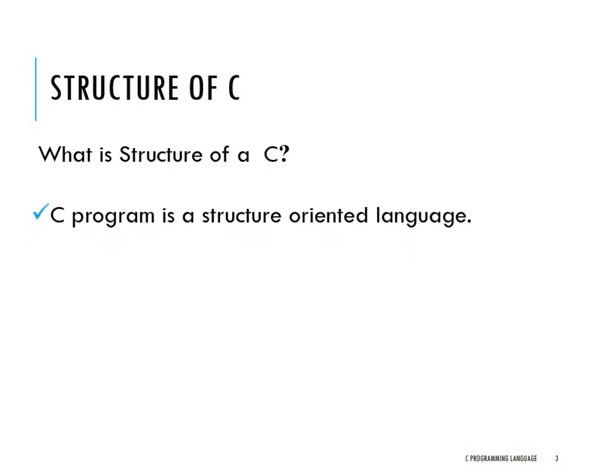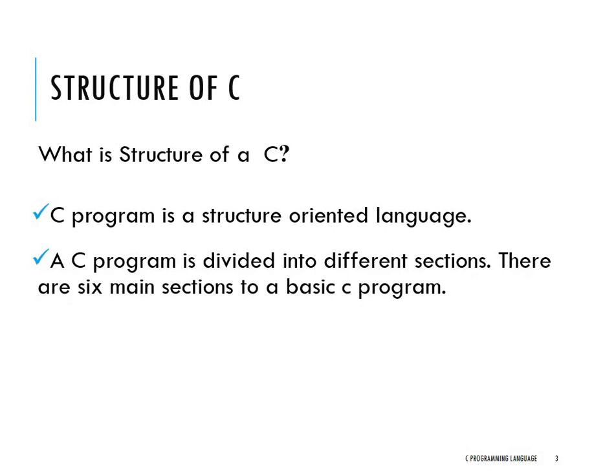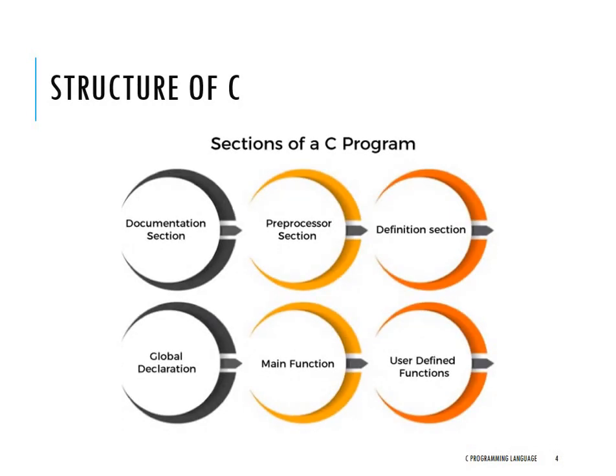C is a structure oriented programming language. So here in C language we are going to see what the structure to write a C program is, because a C program is purely based on structure. A C program is divided into 6 sections. The 6 sections are very important. These are the structure of a C program.